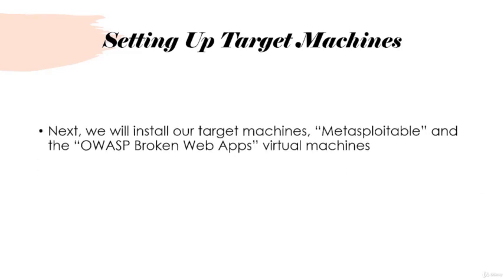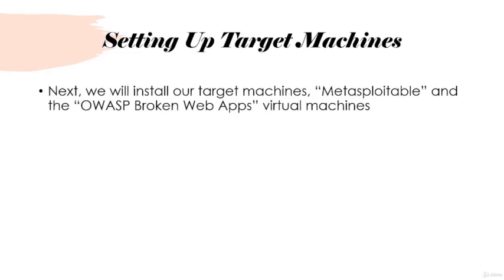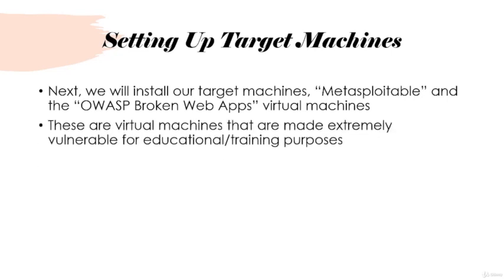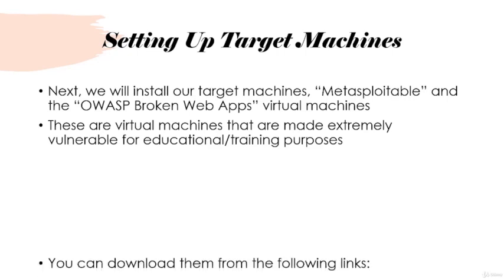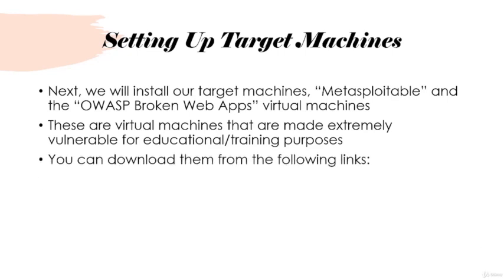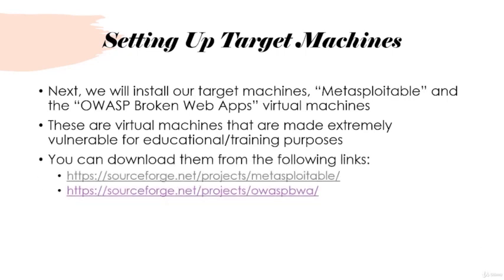So now let's go through the process of setting up our target machines. We're going to set up two target machines right now. The first machine is called Metasploitable, and the second one is called OWASP Broken Web App Machine. These are virtual machines that are made vulnerable on purpose, for educational and training purposes, like this class. So we're going to use them as our proving grounds or training grounds in a sense. You can download them from these two links right here.